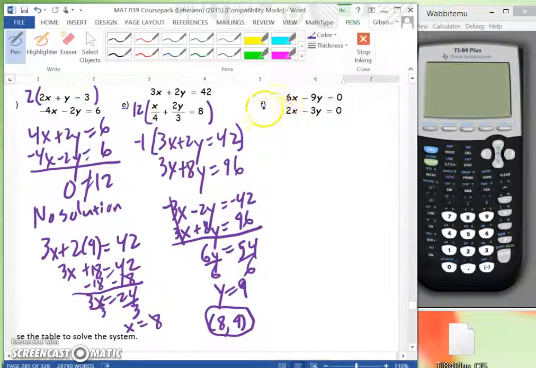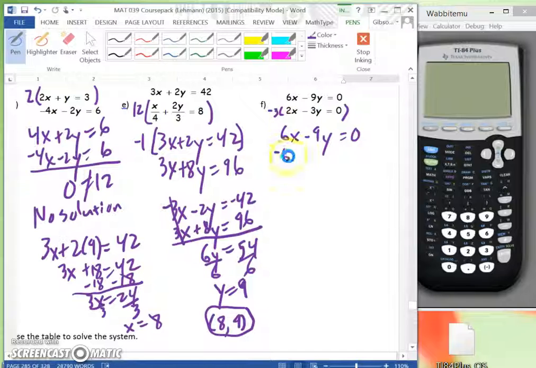Now if you look here, we come here to F. Now we have to determine which variable we want to get rid of. It doesn't matter, the x or the y. I choose the y. And you notice that they have the same sign. So if we look here, the coefficients are 9 and 3. The common multiple of 9 and 3 is 9. So what I would do is multiply the bottom equation by a negative 3 to take care of both of them. So we have 6x minus 9y equals 0.